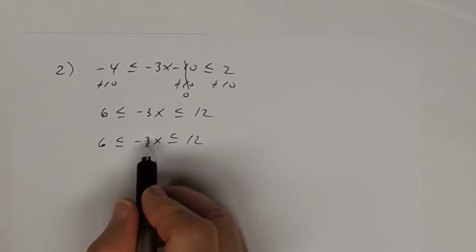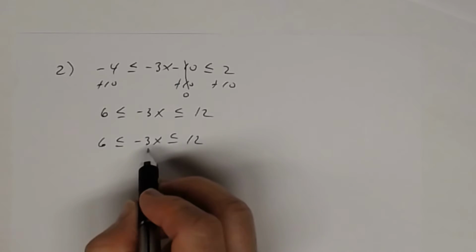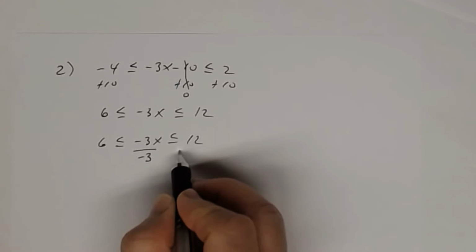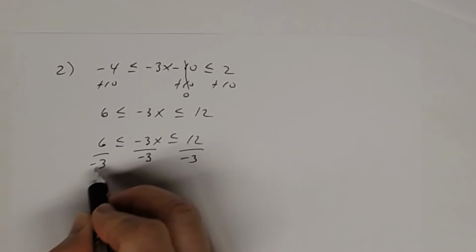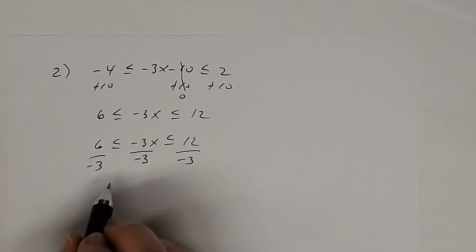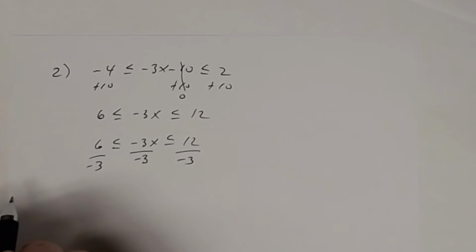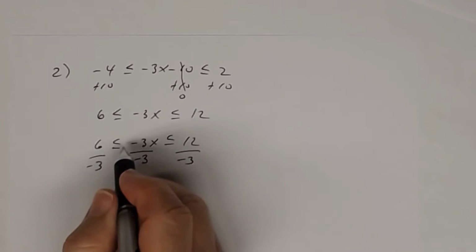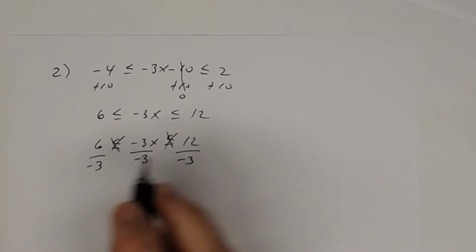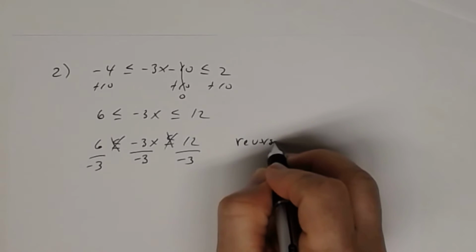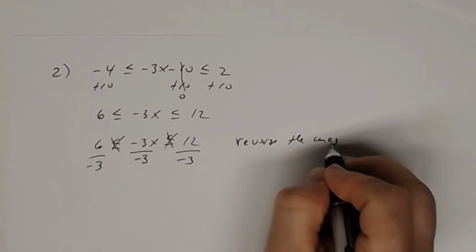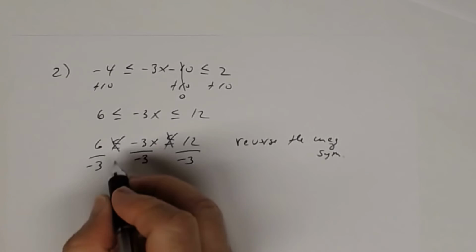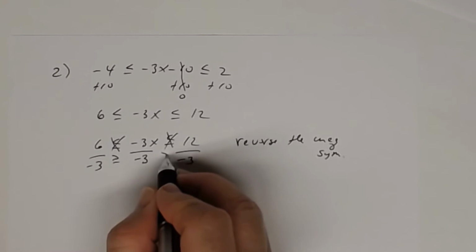Right now I'm multiplying x by negative 3, right? The opposite of multiplication is division. So I'm going to go ahead and divide all parts by negative 3. But remember, when you multiply or divide both sides or all parts of an inequality by a negative number, which I am here, I'm dividing, you have to reverse the inequality symbol. So you had to reverse the inequality symbol. So this becomes greater than or equal to, greater than or equal to.